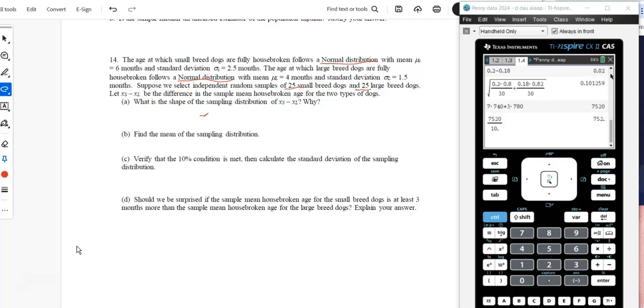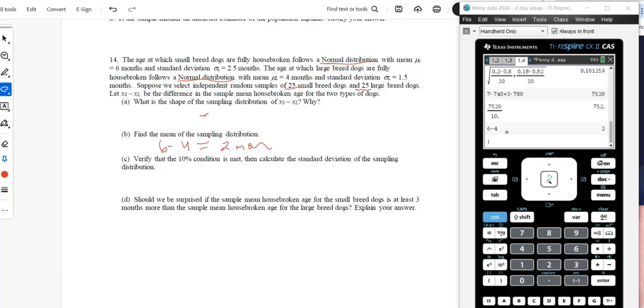Find the mean of the sampling distribution. Well, that's just, type it in your calculator. So the small one was, so it was mean was 6 minus 4 of the large one, which is 2. So 2 months, and it's not a bad idea to put 6 minus 4 equals 2. It's good to show your work, 2 months there.